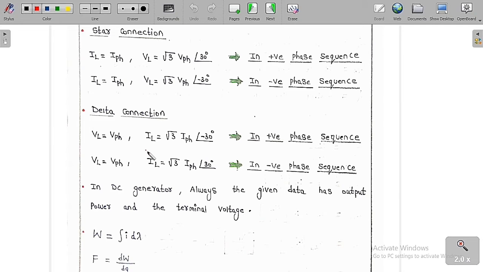So in a star connection, the line current is equal to phase current, and the line voltage is equal to root 3 times of phase voltage. In delta connection, the line voltage is equal to phase voltage, and the line current is equal to root 3 times of phase current.